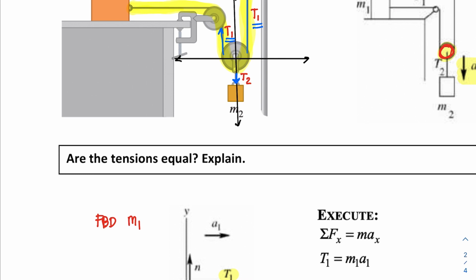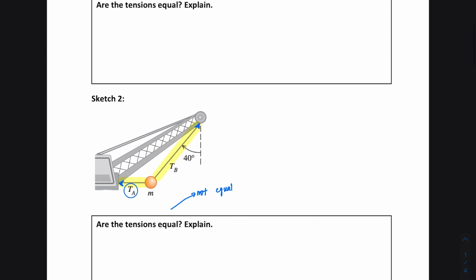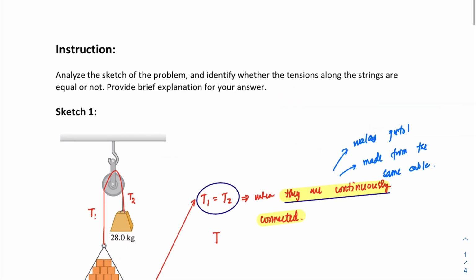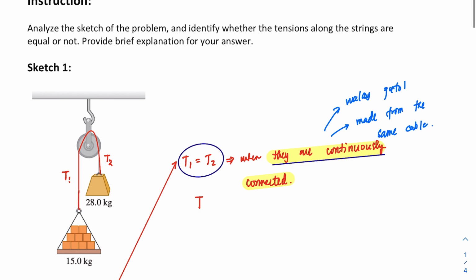All right. So I'm hoping this is making the point again and again that to answer the question of whether the tensions are equal, we simply have to analyze whether the cable, the string, or whatever material that could elicit tension force is actually connected continuously. If it is connected continuously, then surely the tensions are just the same. Okay?